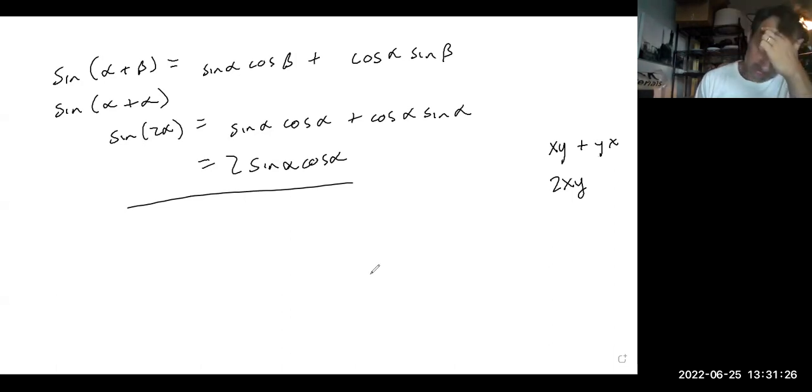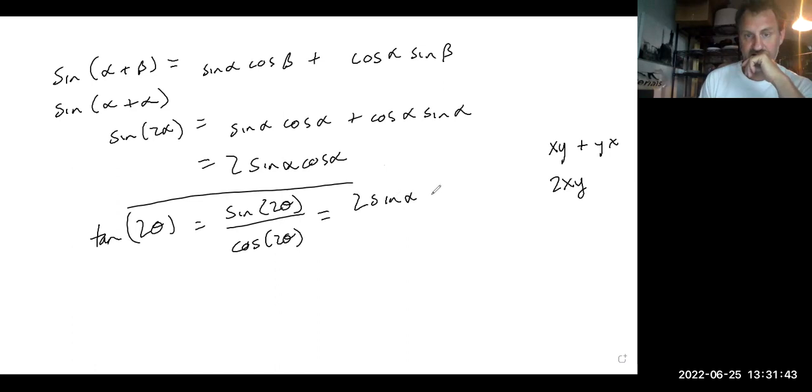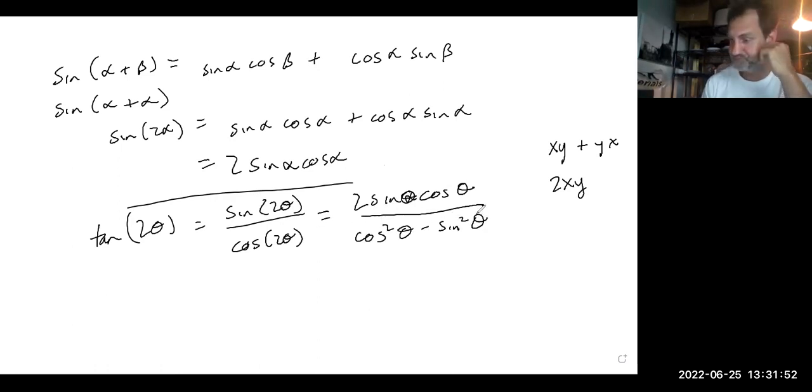So we can go a step further and look at, say, tan 2 theta, which of course is the double angle for sine divided by the double angle for cosine. And so if we substitute here, 2 sine theta cosine theta divided by cosine squared theta minus sine squared theta, we get kind of the general form.